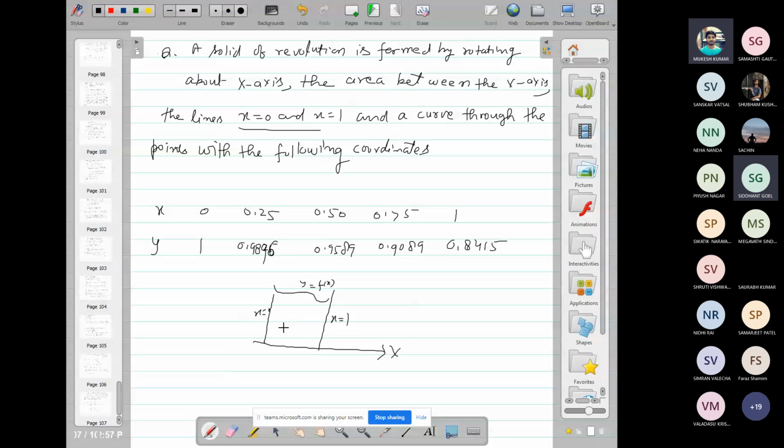So if here we consider the strip, this dx and this is y, parallel to the y-axis, the volume of revolution will be the integral from 0 to 1 of pi y square dx. So now the problem is to find the value of this integral.